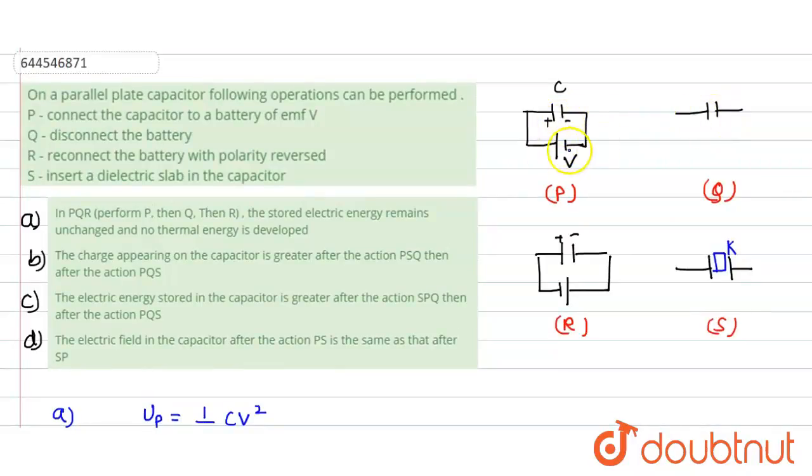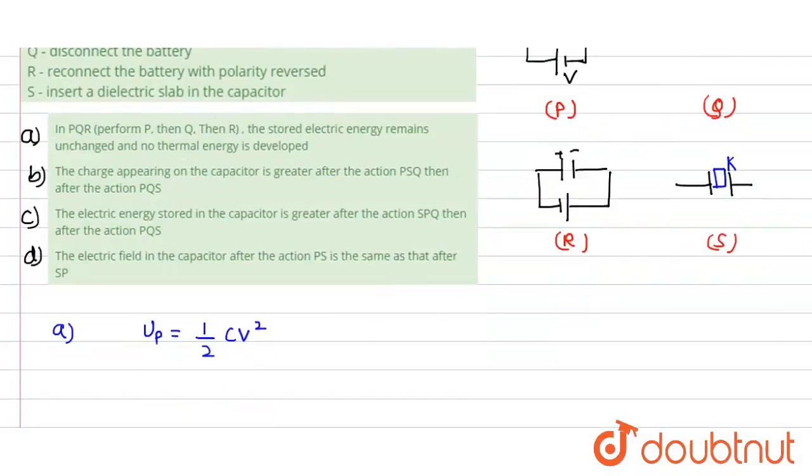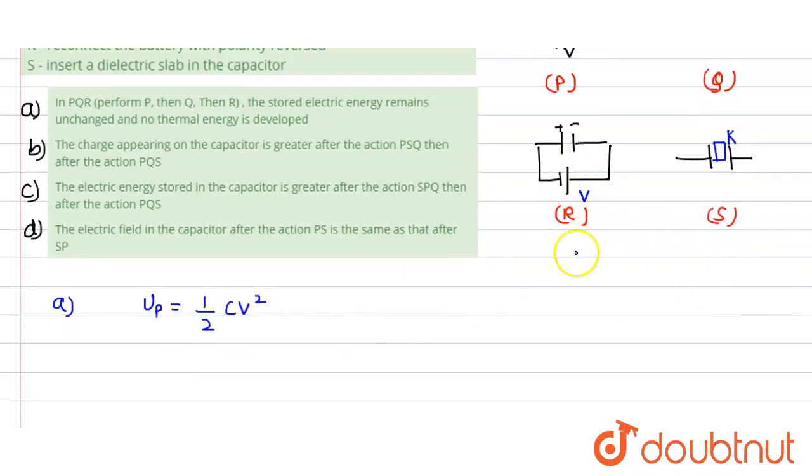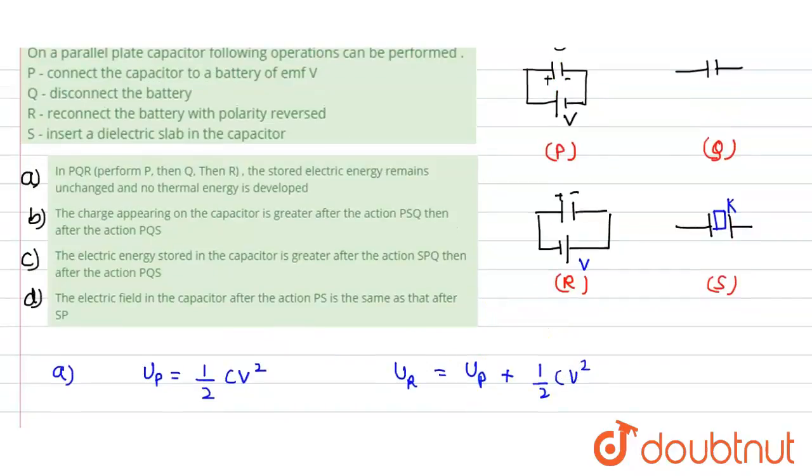Now we have disconnected the capacitor. Then again we have connected it with a battery of EMF V, or we can say potential difference V, so again it would be charged. So the energy in case of our R would be equal to the initial energy UP plus half CV square. That means the energies are not equal, so the energy would be changed. So option A is the wrong option.